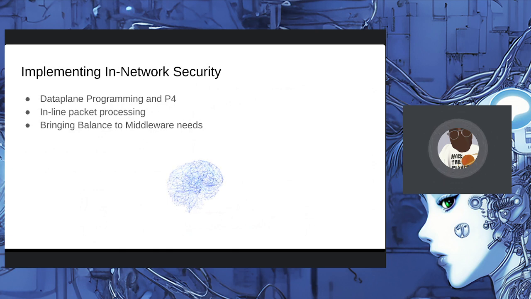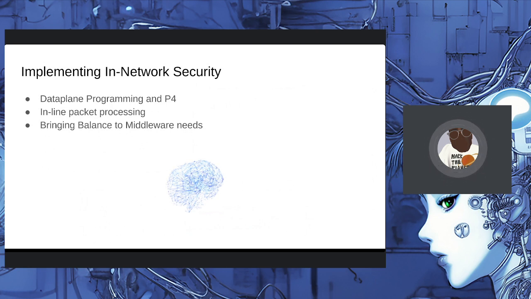It also provides the opportunity to bring balance to middleware. You don't have to forward packets to an appliance that does all this processing and then forwards it to the end host. For example, Snort: sending all your packets to Snort so that Snort can do deep packet inspection and some signature analysis.